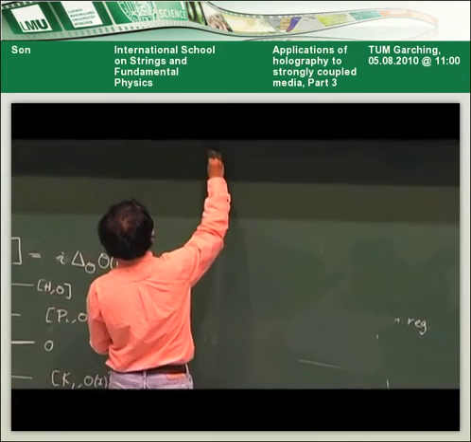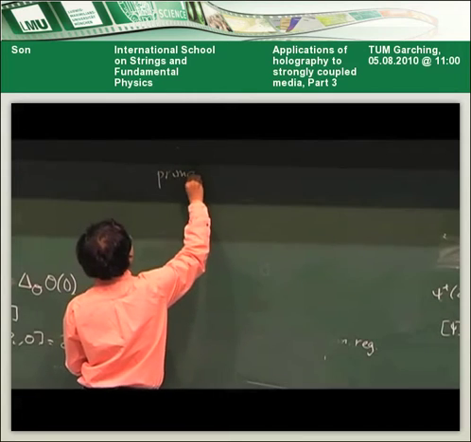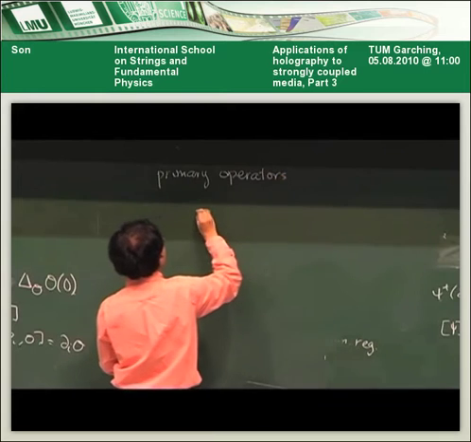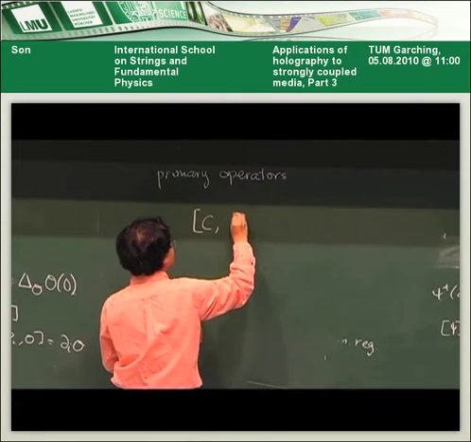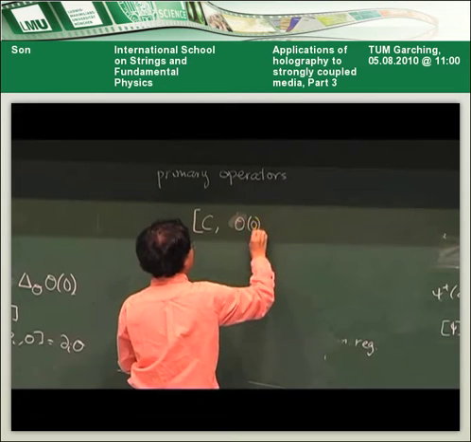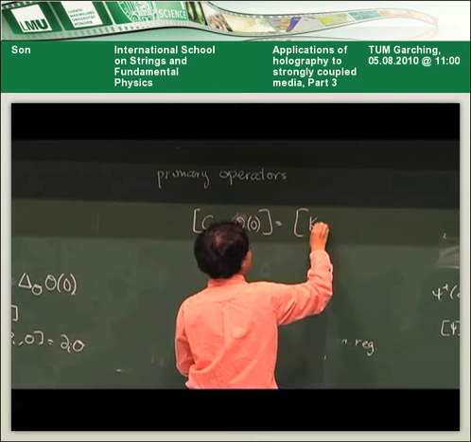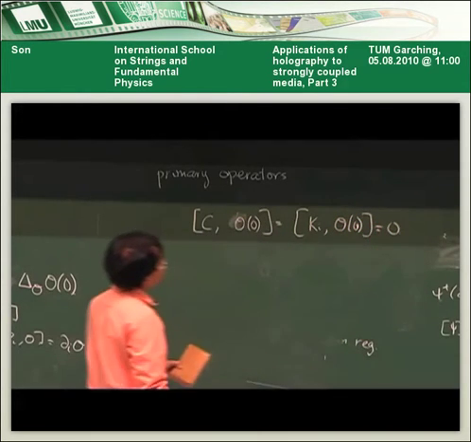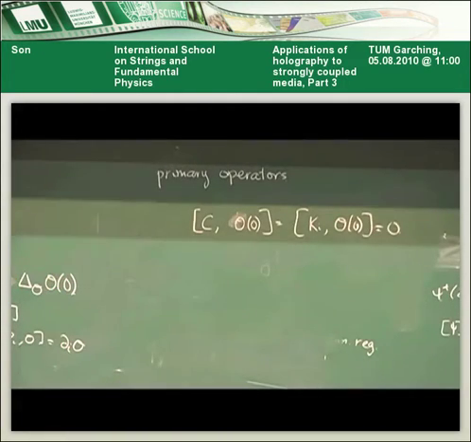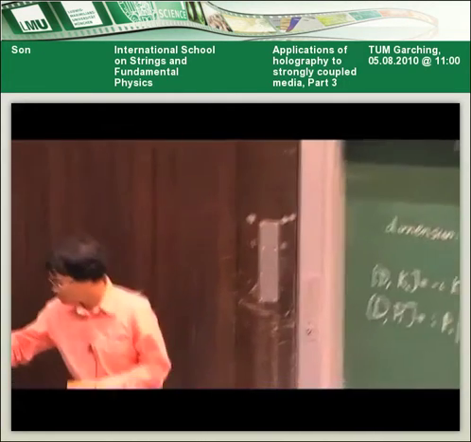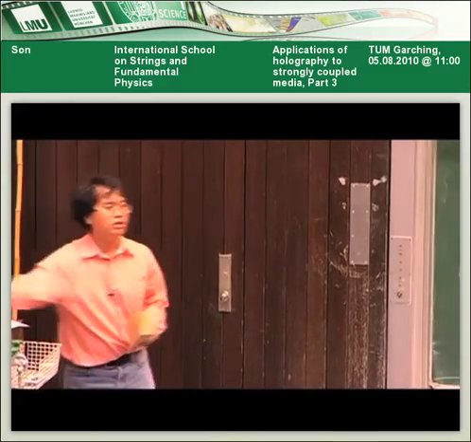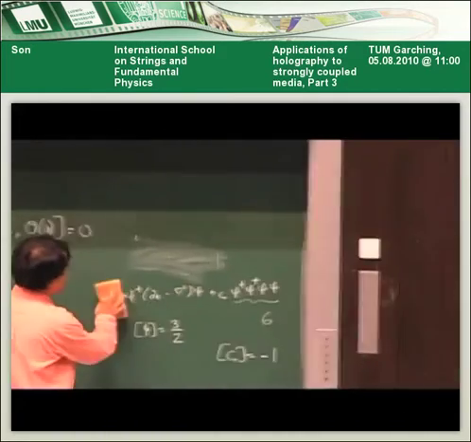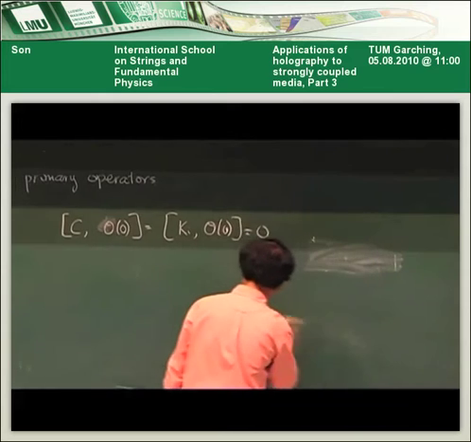So there is a class that is called primary operators, which commute both with C and with K_i. Right now I'm introducing this class of operators very formally, basically by thinking about the representation of the Schrödinger algebra.